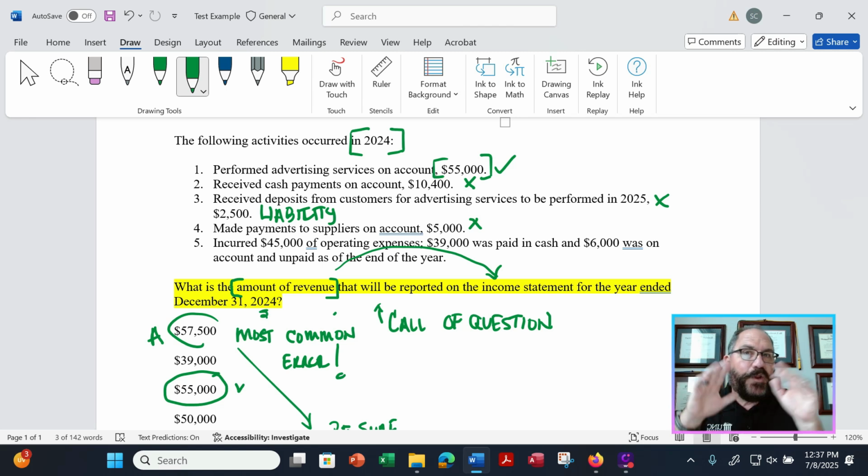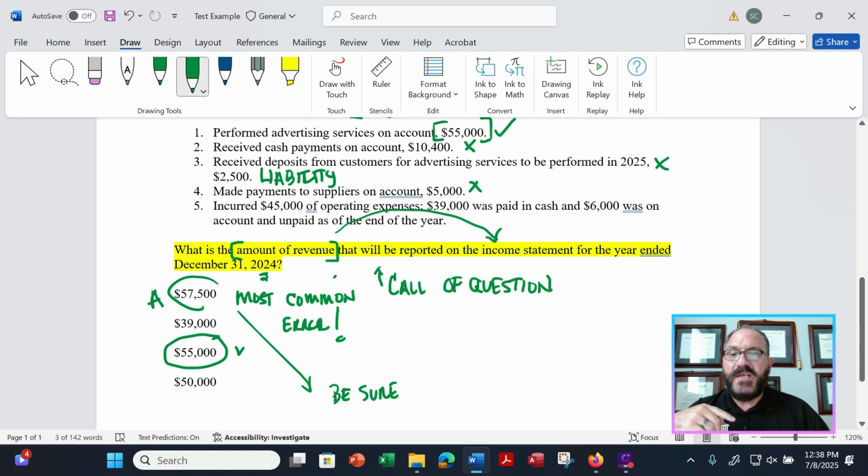Number 3, they're getting a deposit for work in 2025. That's not revenue for 2024. As a matter of fact, it's a liability. It's called deferred revenue or unearned revenue, meaning you've got money, but you haven't earned it yet. Next, they make a payment to suppliers on account for $5,000. That has nothing to do with revenue. And then they give you some more information about bills they pay, number 5. So what was revenue here? Only one item, the first one. So the correct answer to this is $55,000.